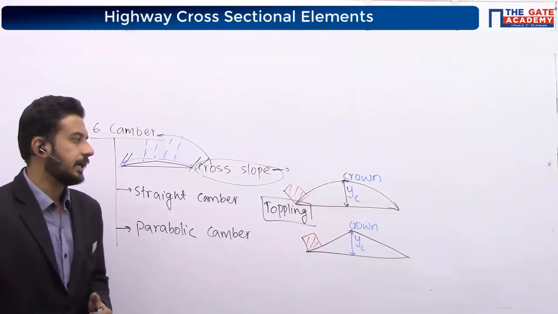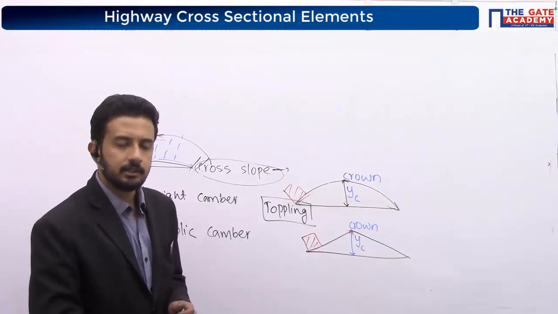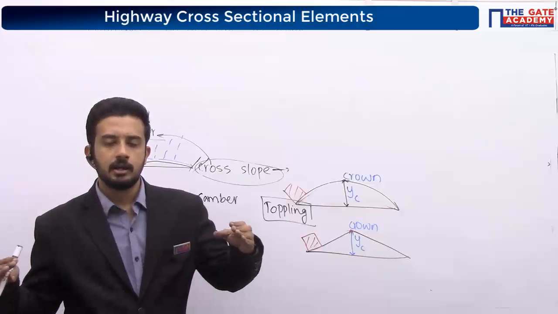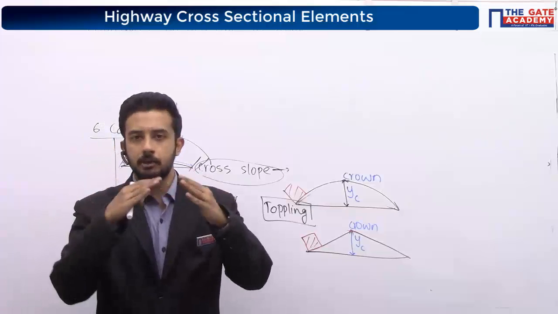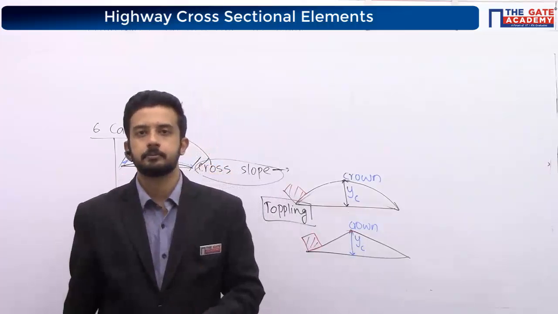So what is that combination? At the edge region, we may make it a straight portion. At the center portion, we will make it a parabola. Rather than this straight, we will make it a parabola. That's it. Okay.